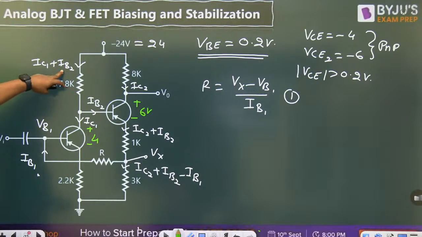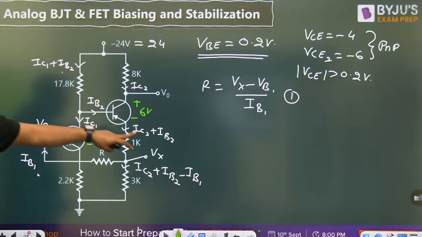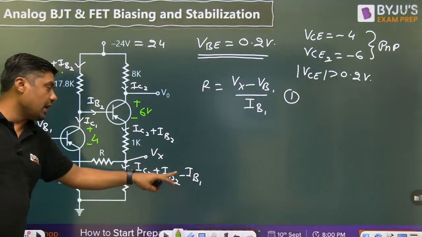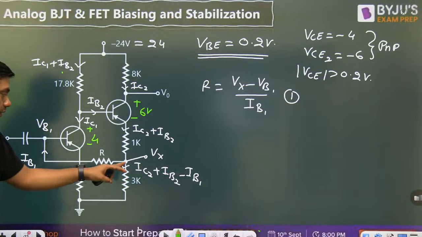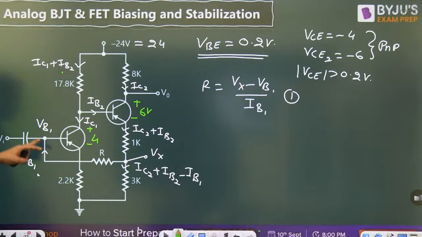You can neglect IB2 here. You can neglect the IB2 and IB1 here. But in this branch, we have to consider the IB1.